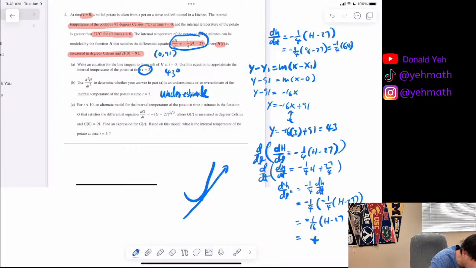You have to say justification. You cannot just say underestimate. You have to say it's because of concavity, due to the concave up.